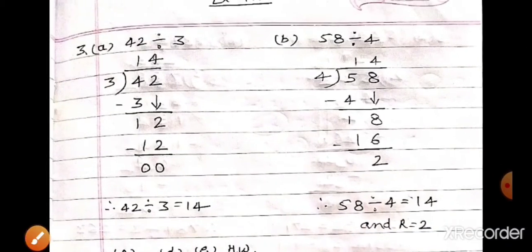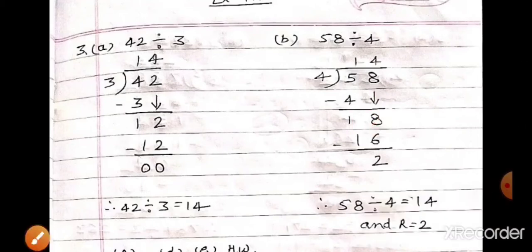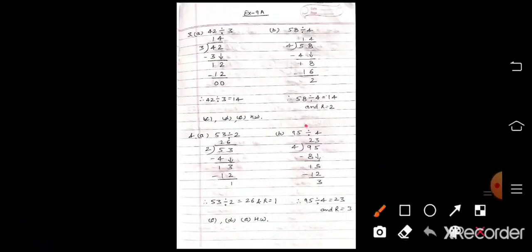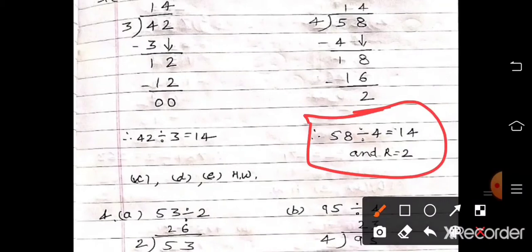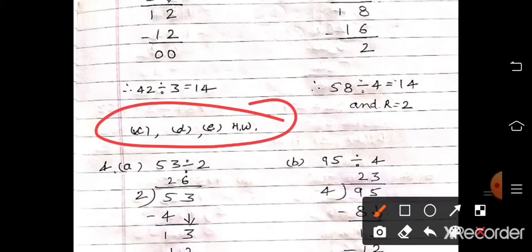Okay, now here B part, 58 divide by 4. Divide, 4 1s are 4. Subtract 1 here. Now bring down 8 here. 4 4s are 16. Subtract, remainder is 2. Okay, now remainder is here 2. So write the answer like this. 58 divided by 4 equal to 14 and remainder 2. Okay, now C, D, E is your homework.